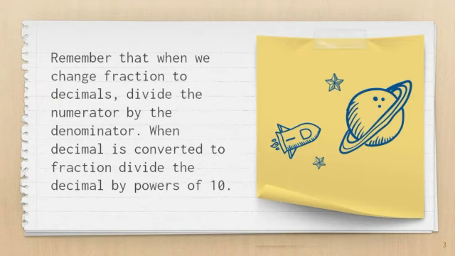Before we start, let's remember this: when we change a fraction to a decimal, we divide the numerator by the denominator, and when a decimal is converted to a fraction, we divide the decimal by powers of 10. We will understand that in the examples later.